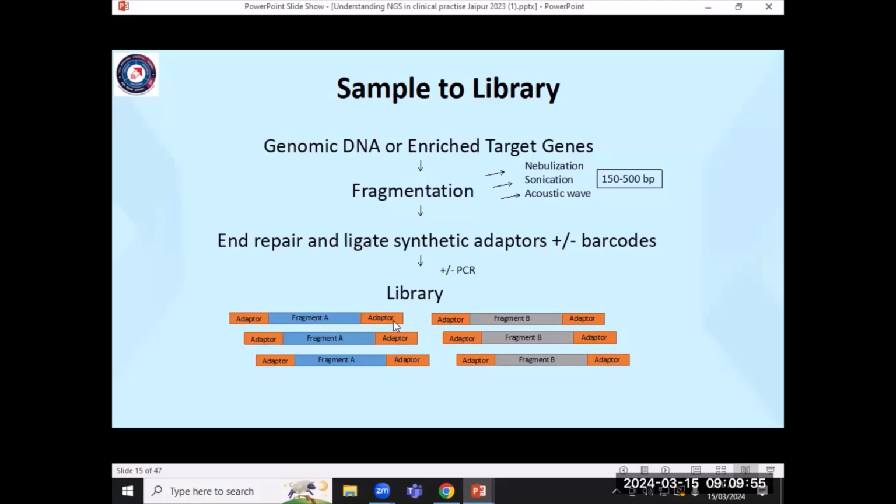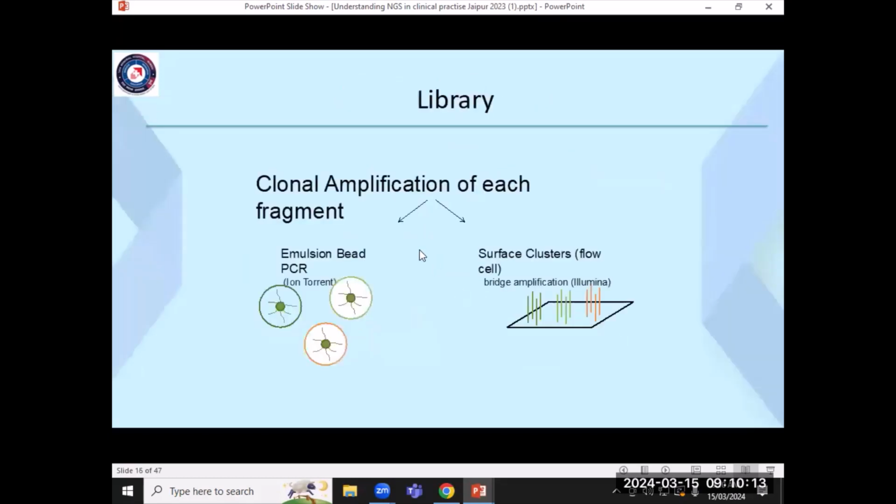Now, why are these adapters important? I do not know what is lying over here. I don't know the sequence of this, but I know the sequence of this and this. So this is going to help me in sequencing. So I have to attach adapters to all my fragmented nucleic acids. These adapters are attached, and this is how I'm making my library.